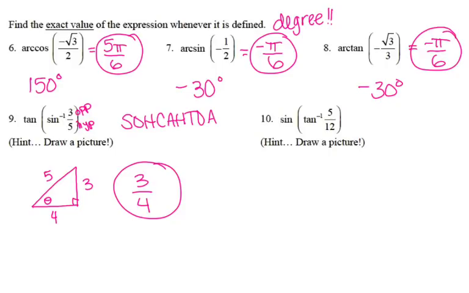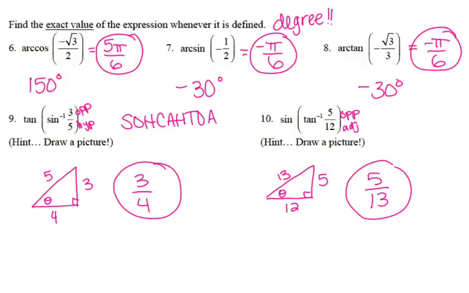Same thing for number 10. I'm going to start by drawing a picture. There's my theta. Opposite side is 5. Adjacent is 12, since tangent is opposite over adjacent. Using the Pythagorean theorem, your third side is 13. Sine is opposite over hypotenuse, so 5 over 13.